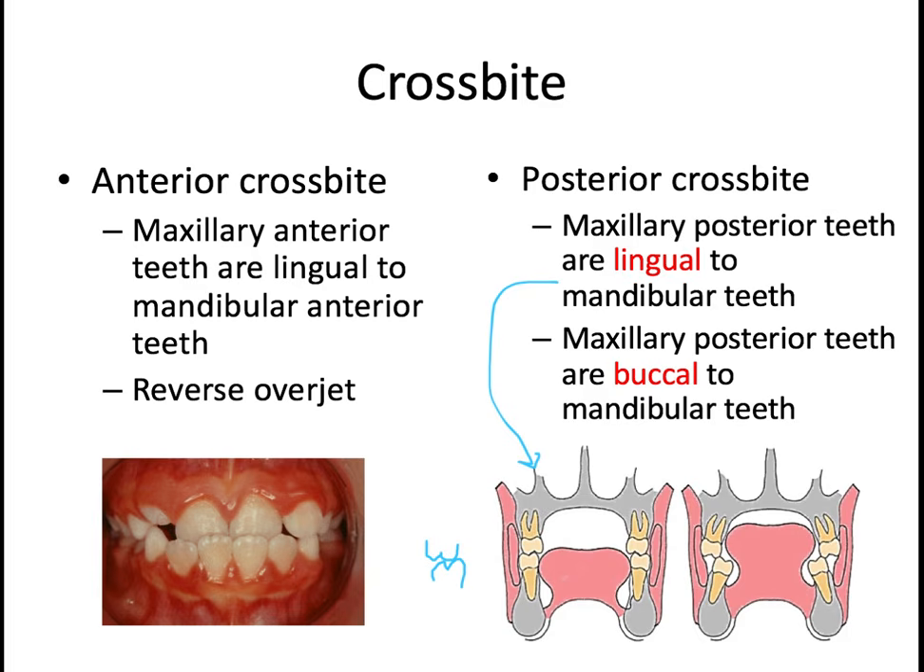The other example of posterior crossbite, which is less common, is buccal posterior crossbite. And that's where the maxillary posterior teeth are buccal to the mandibular teeth. And that's what we see in this example. So they're completely buccal. This is sometimes called a Brody or a scissor bite, where those upper teeth sit fully outside the lower teeth, and it can really disrupt normal function with chewing specifically.